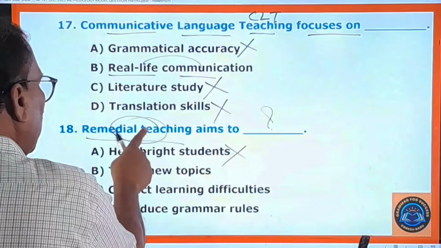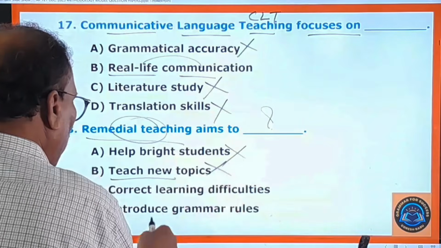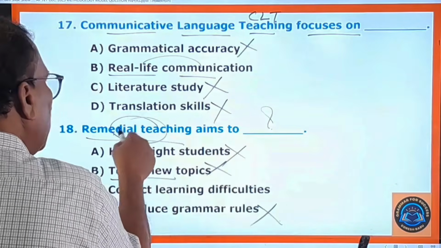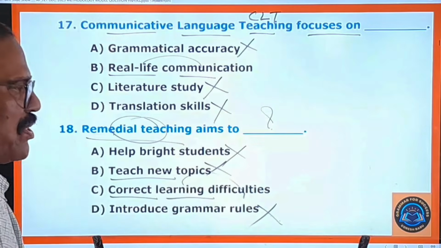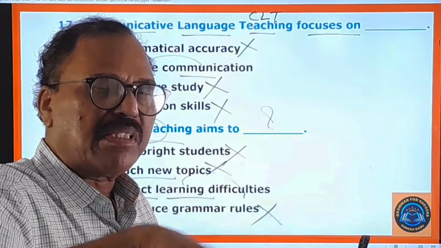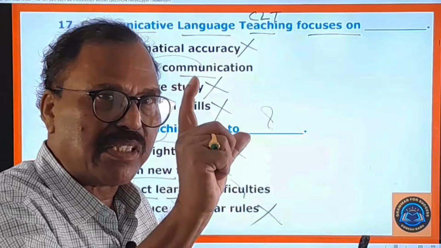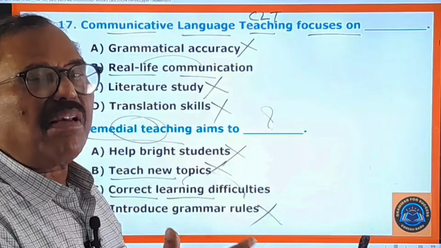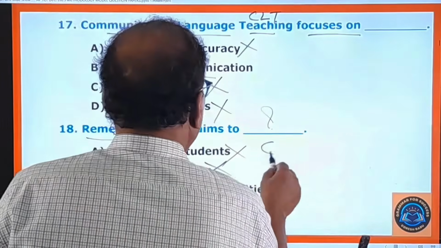So it doesn't help the bright students at all. It doesn't introduce new topics, no. Introduce grammar rules, no. But it is meant only for correcting learning difficulties. That means whoever is poor in certain topics, certain aspects of certain subjects, for such students, this remedial teaching is exclusively meant. Okay, and therefore C is your answer.